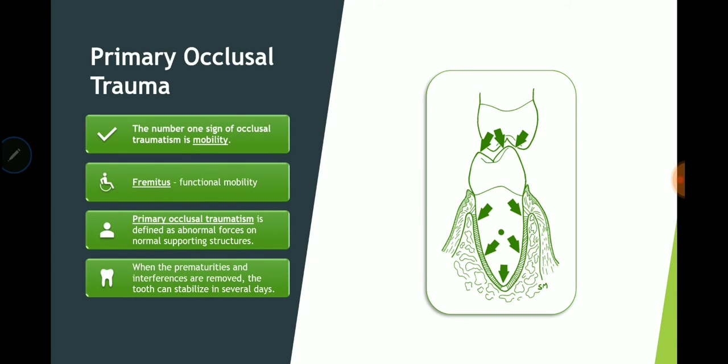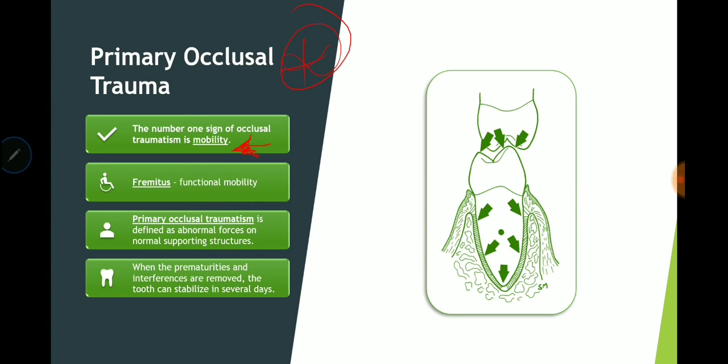So the primary occlusal trauma. It's the number one sign of occlusal traumatism is mobility. When you know there's occlusal trauma, they're going to have some mobility of the teeth. And fremitus, as we mentioned in the previous lecture, is functional mobility. This could be due to a lot of factors, but mostly it's from clenching, excessive forces on the tooth, which ends up causing primary occlusal trauma.